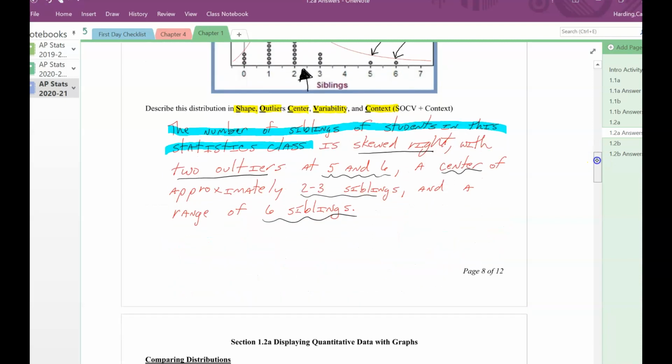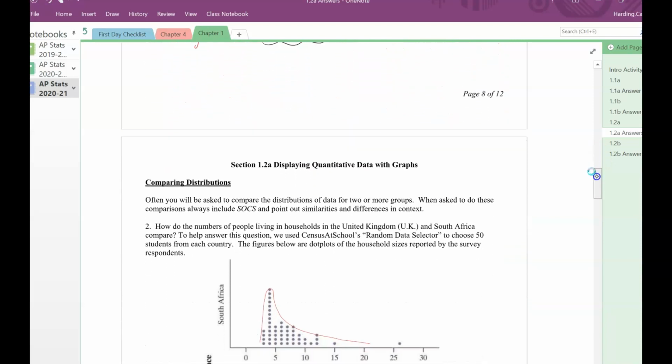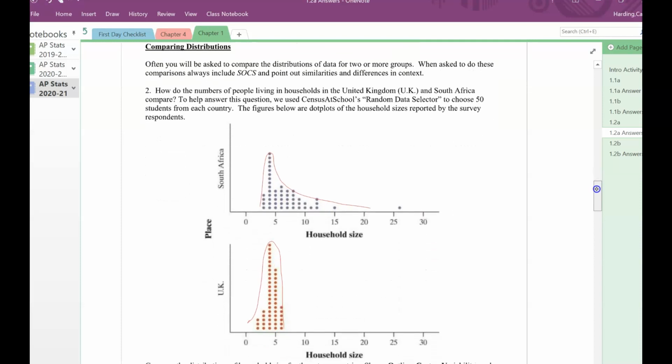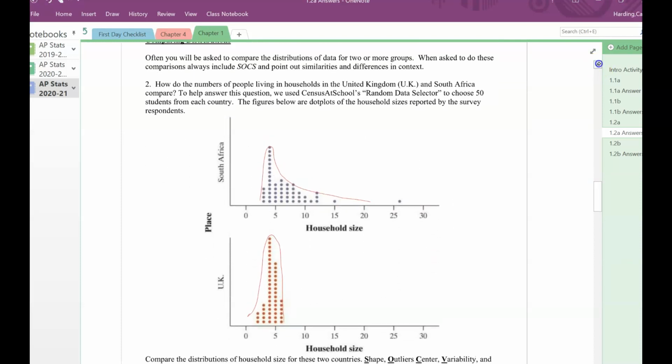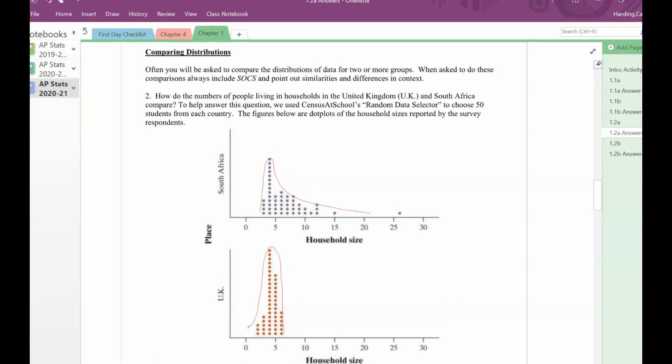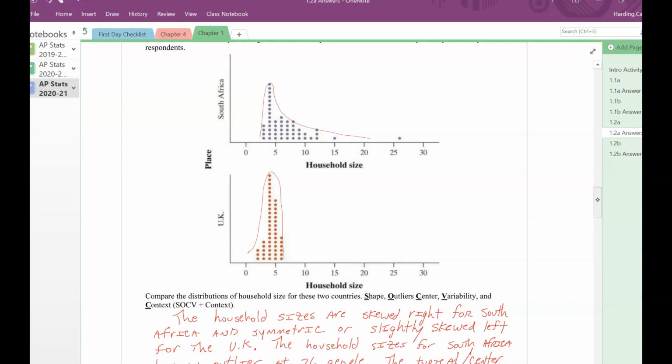All right, so let's take a look at a comparison of 2 distributions. So now that you know what needs to be included in a description, all we need to do to compare 2 distributions is to apply those same things: shape, outliers, variability, and make sure you're including context. So in this example right here, how do the number of people living in households in the United Kingdom and South Africa compare? You have 2 dot plots, and we're going to compare the shape, the center, the variability, discuss any outliers, and make sure to include context for these 2 things.